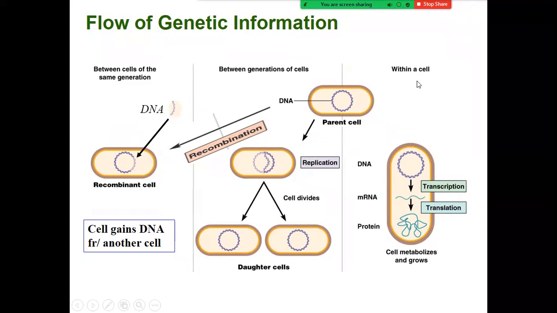And that's the way information flows within a cell. Between generations of cells, a parent cell will copy its DNA. The two copies of DNA will then divide, and one will go to one side of the cell and the other to the other side of the cell. And then the cell will split down the middle so that each of the daughter cells gains a copy of the information in the parent cell.